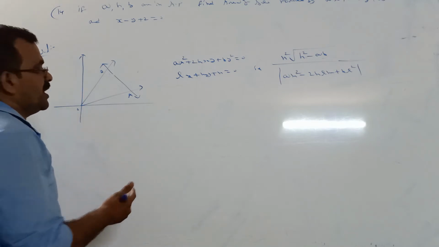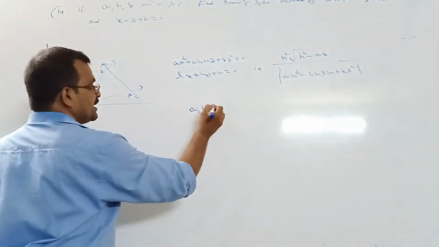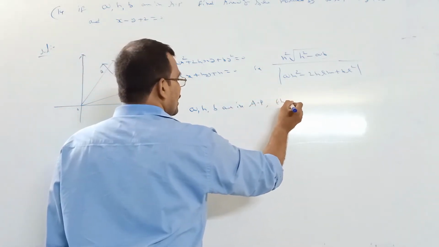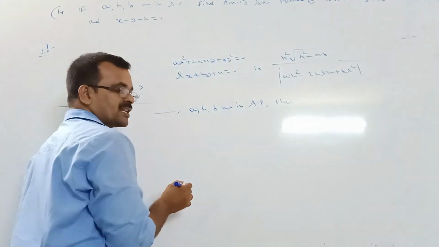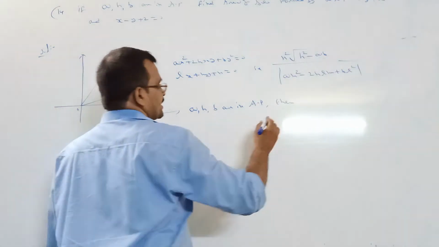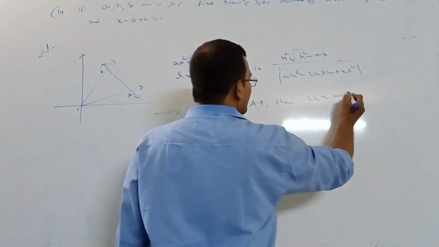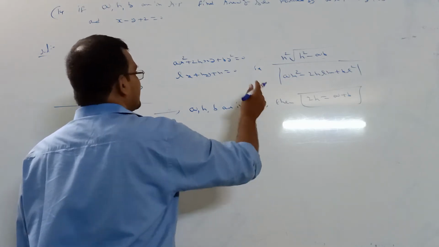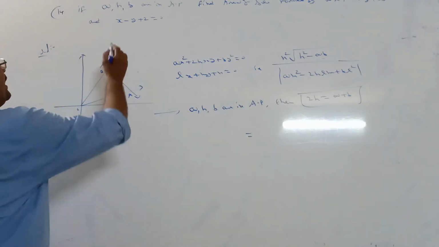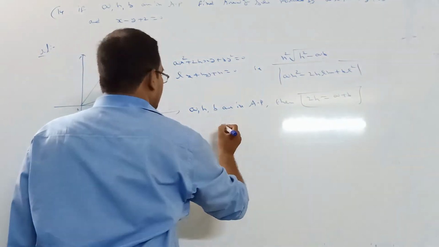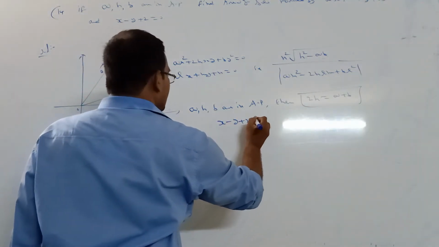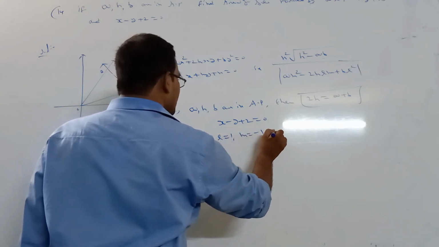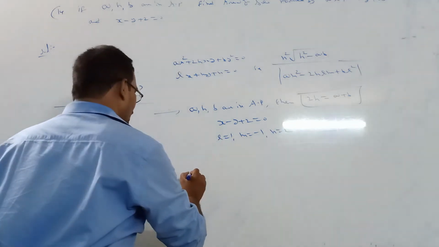I applied this, but before that, given that a, h, b are in arithmetic progression, what is the relation? If a, b, c are in arithmetic progression, 2b equal to a plus c. That means 2h equal to a plus b. So I applied this formula. The line is x minus y plus 2 equal to 0. That means l value is 1, m value is minus 1, n value is 2.